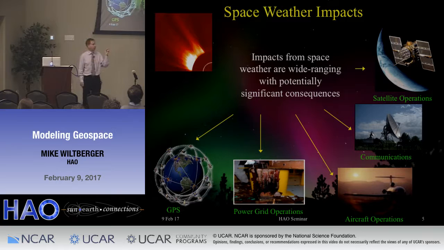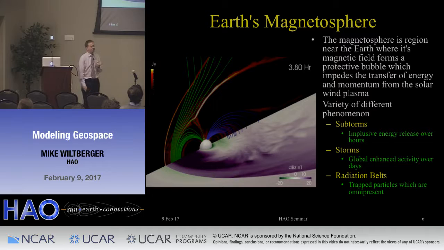So we want to be able to have a modeling environment that lets us go after that kind of system. And to do that, we have to be able to look at all the important spheres that make up the geospace environment. Now I'm going to talk a little bit about the various spheres, including my personal favorite sphere, the magnetosphere, because that's where I've spent most of my adult life doing research.